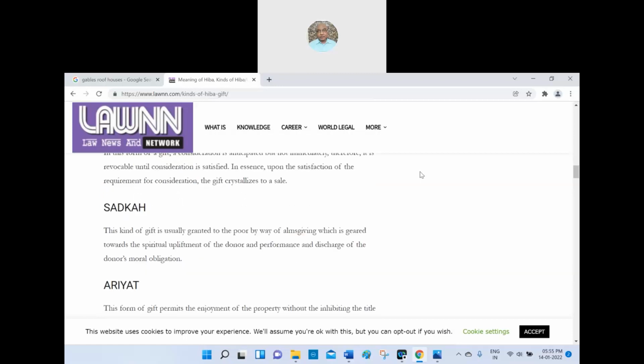Sadaqah, I already told you, this kind of gift is usually granted to the poor by way of alms giving, which is geared towards spiritual upliftment. Why are you giving alms to the poor? Because you will get moksha. When you get moksha, you will be put in heaven. So that is the belief. Spiritual upliftment would be there for the donor, and the discharge of the donor's moral obligation. That is called sadaqah.